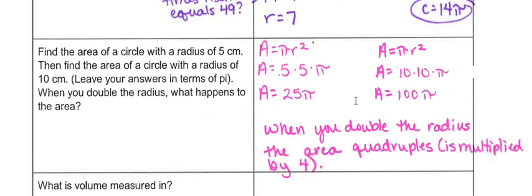Then find the area of a circle with a radius of 10 centimeters. So 10 times 10 times pi, that's 100 pi. So radius of 5 centimeters, area of 25 pi; radius of 10 centimeters, area is 100 pi. So when I double the radius, because 5 doubled is 10, what happens to the area? When I doubled the radius, my area went from 25 to 100. That's quadrupled, or multiplied by 4. So when you double the radius, your area actually quadruples, or becomes 4 times the amount.